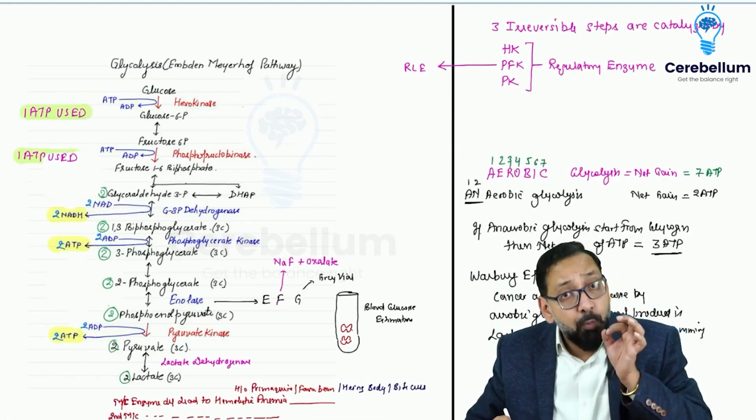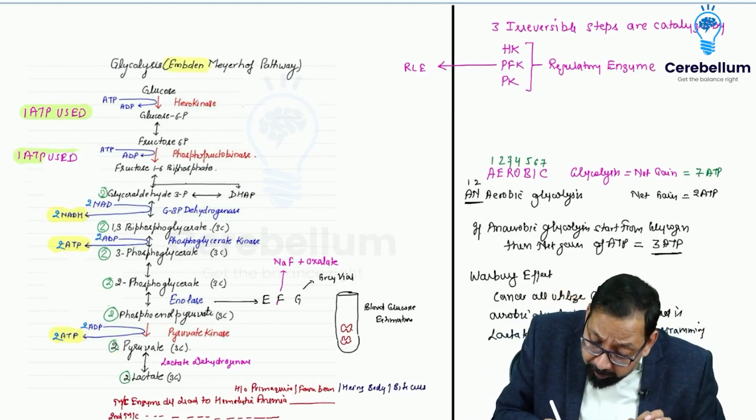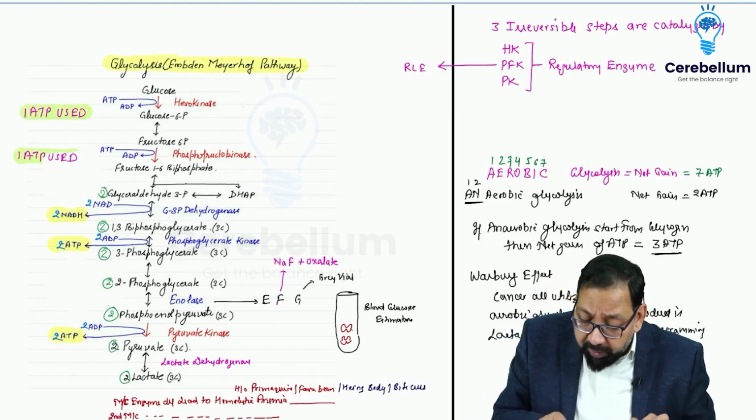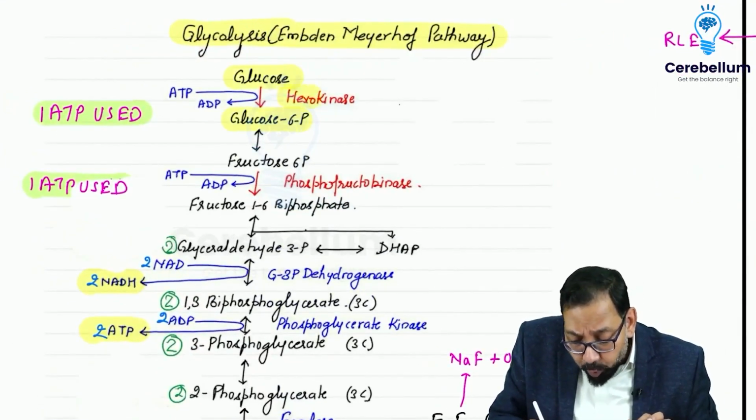Now we start carbohydrate metabolism, glycolysis. Another name is Embden-Meyerhof pathway. First step is glucose is converted to glucose 6-phosphate by hexokinase.